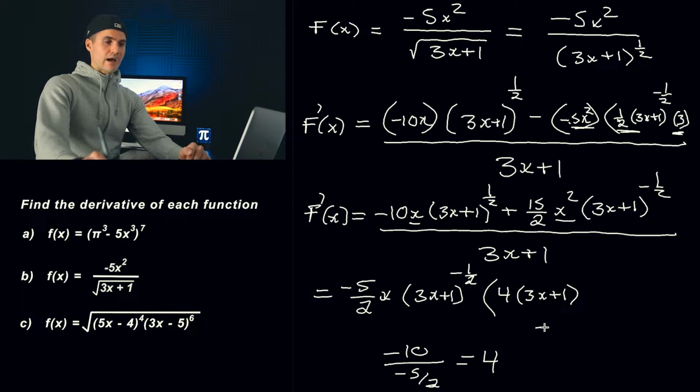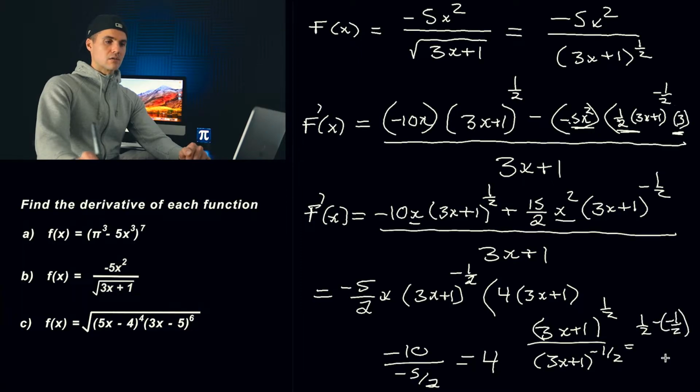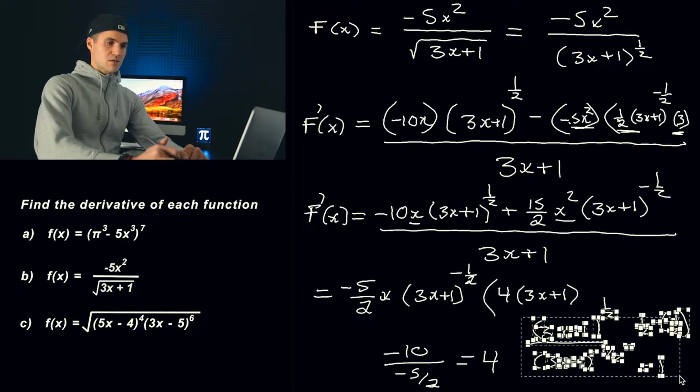So basically I had a 3x plus 1 to the 1/2, and then I took out a 3x plus 1 to the negative 1/2. And so you'd keep the bases the same and you'd subtract the exponents and you'd end up with a positive 1. So there's a 3x plus 1 to the exponent positive 1, and that positive 1, you don't really have to write. So let me erase some stuff here.